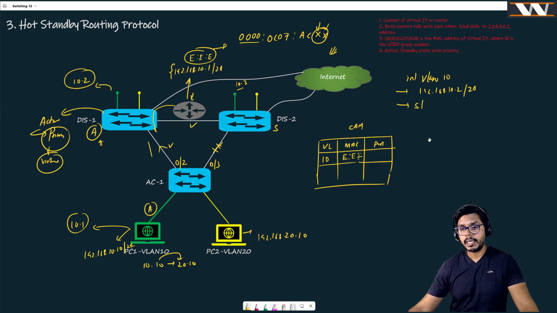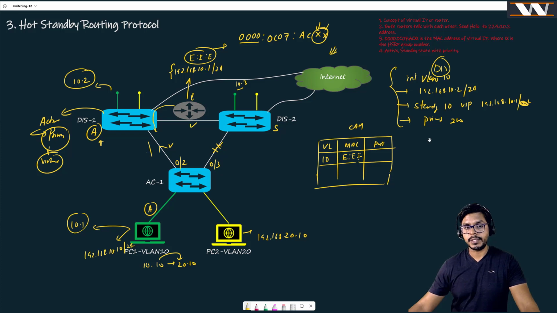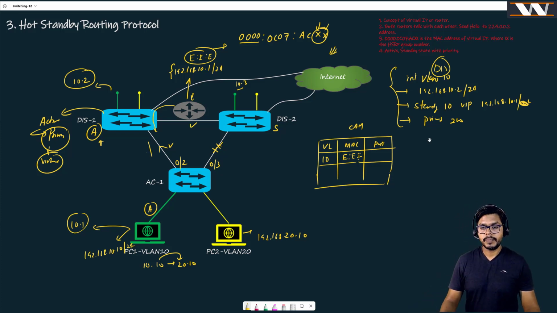Then I have to say standby. This standby protocol is part of group number 10, and the virtual IP address is 192.168.10.1, which is my default gateway. And then I have to say here that the priority is 200. I want this distribution switch to be active when it comes up.